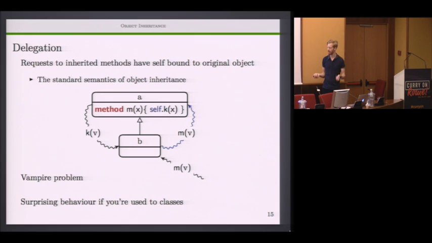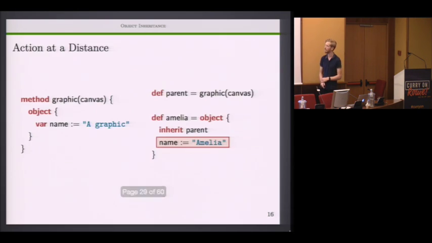The other problem with delegation is it's kind of surprising if you're used to classes. This is a problem that a lot of people have seen in JavaScript, where there's shared mutable state throughout an inheritance hierarchy. And we've called this action at a distance. So here's this really simple example. Again, Amelia and Graphic. This time Graphic has a name, and Amelia inherits from a pre-existing instance of this call to Graphic.